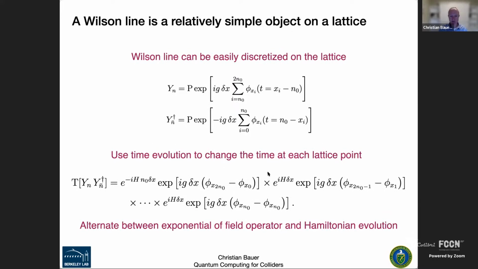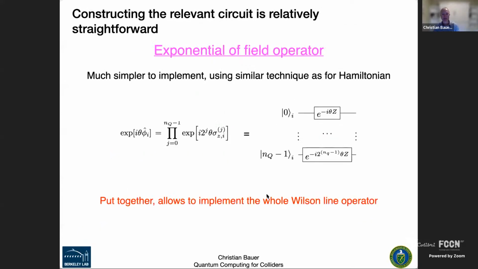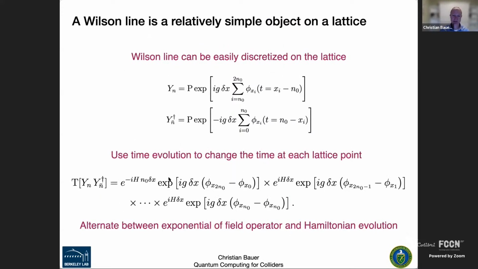I still need to figure out how to do these exponentials of field operators, but that is actually even easier because they are just in the field basis. These are just diagonal in the field values, and implementing this object here is actually a very simple thing. It's just n single Z rotations that I can apply. So putting all of this together actually allows me to implement the whole Wilson line operator, and we can literally write a circuit for this whole object down.